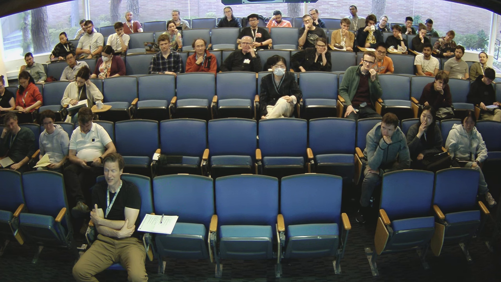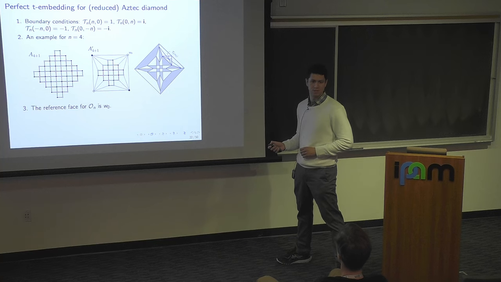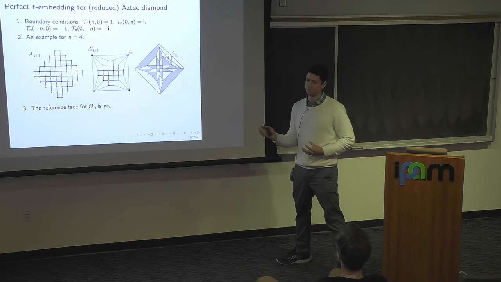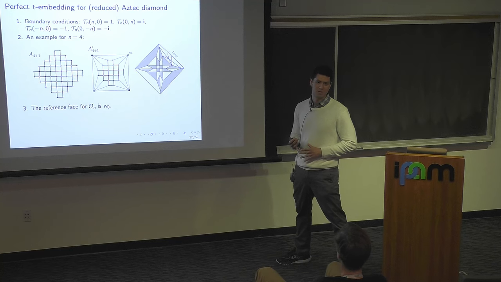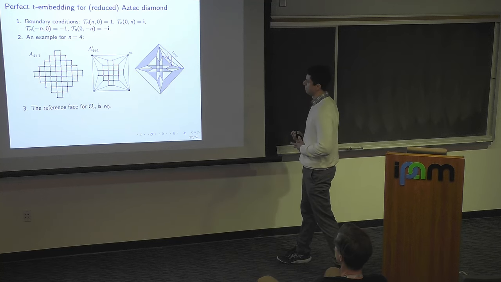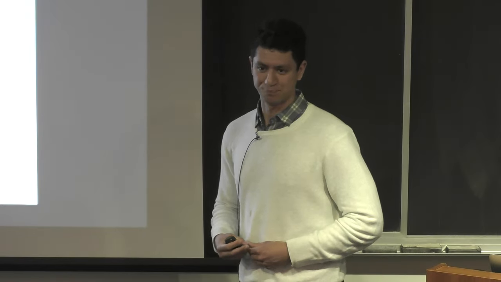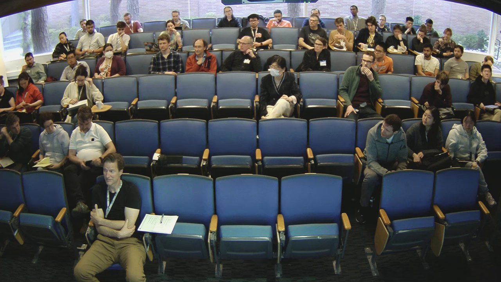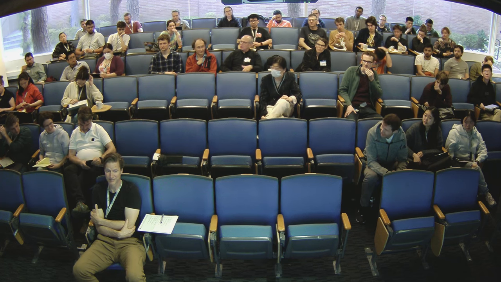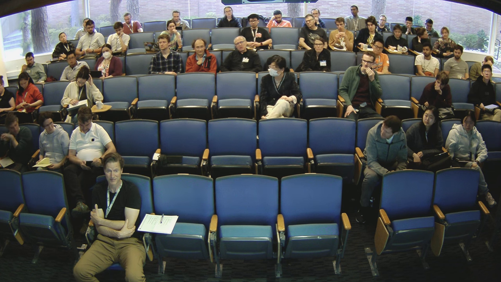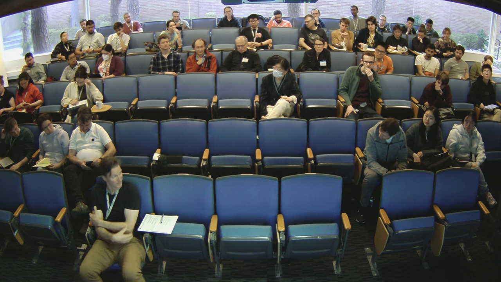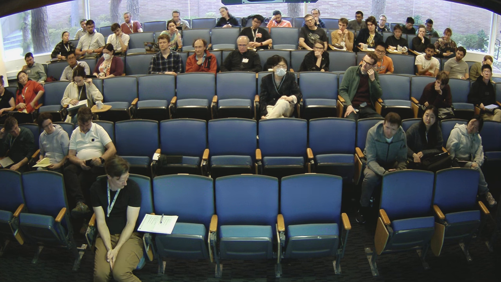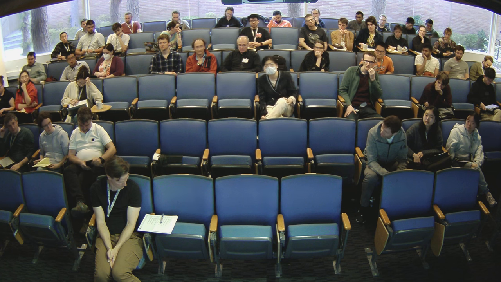If you specify the exact boundary condition, then it should be unique. But if you don't specify a boundary condition, then there's some group of symmetries which preserve the property of being a perfect t-embedding, so it's not unique. But up to those symmetries, it's expected to be unique. So is it a conjecture or a theorem? Yeah, that's a conjecture. It is unique for the outer face of degree 4. It is a theorem. In general it is unique up to some transformations; there is a conjecture that it is unique up to some Lorentz boosts. But for the outer face of degree 4, it is unique.